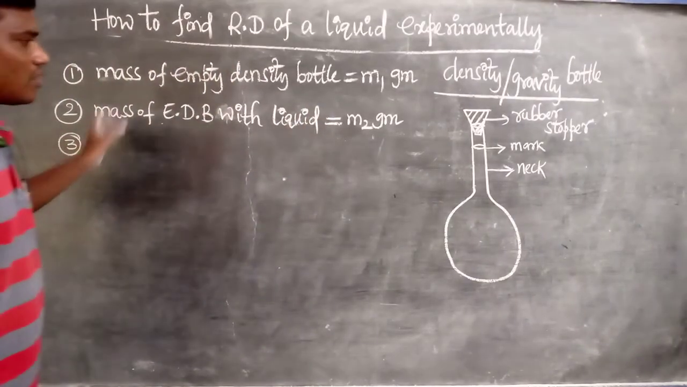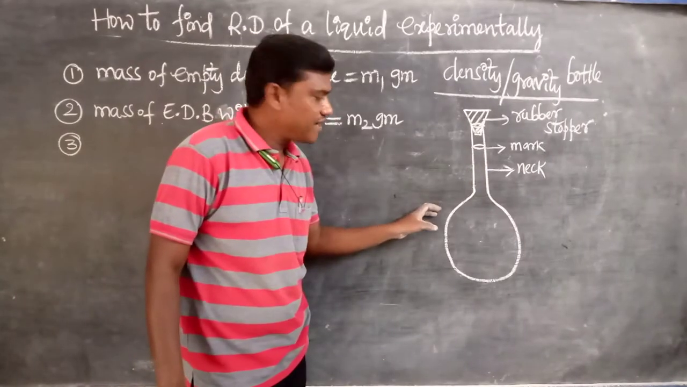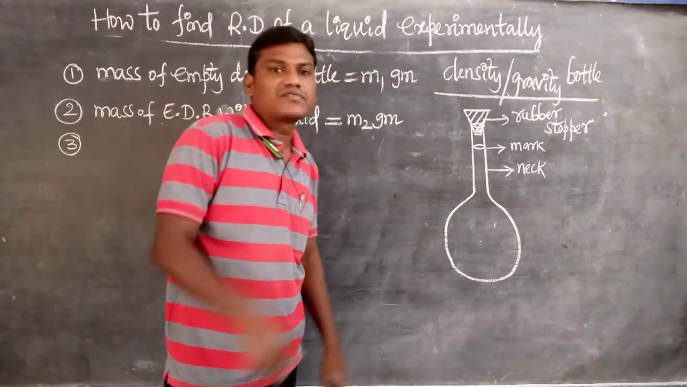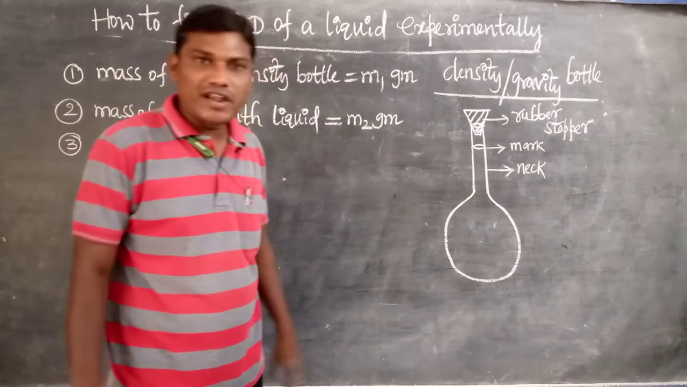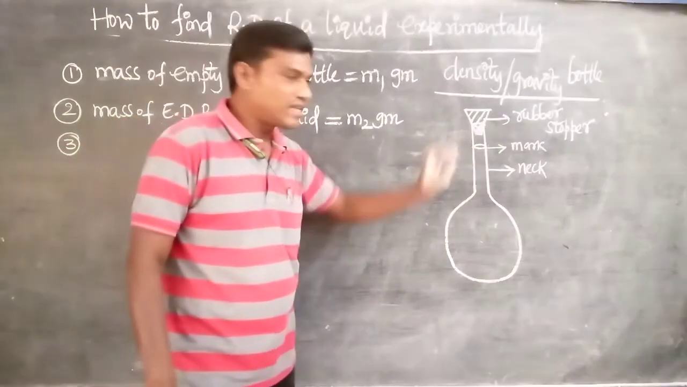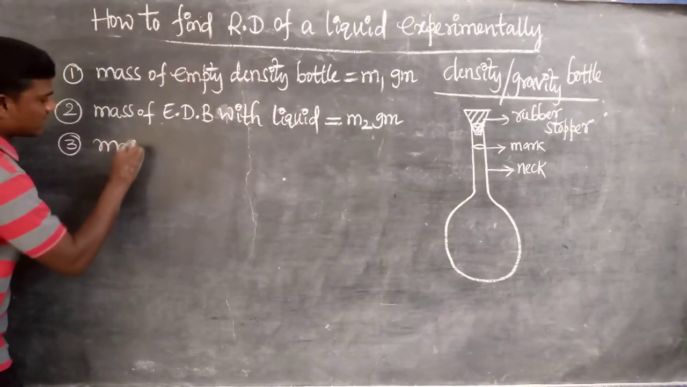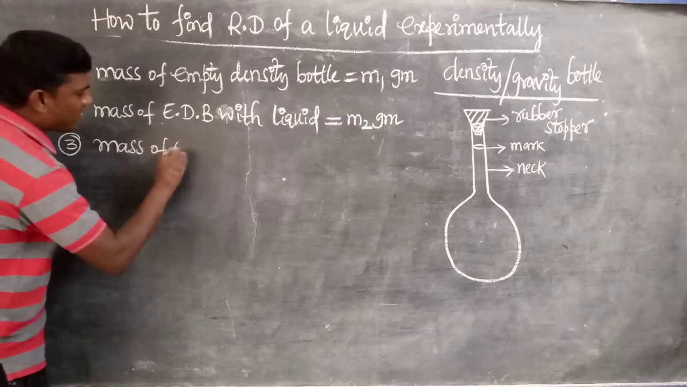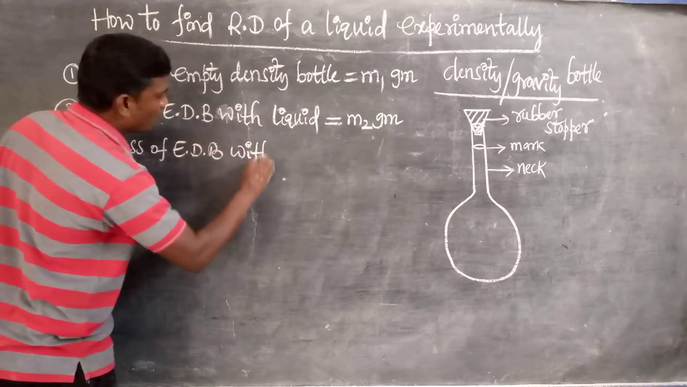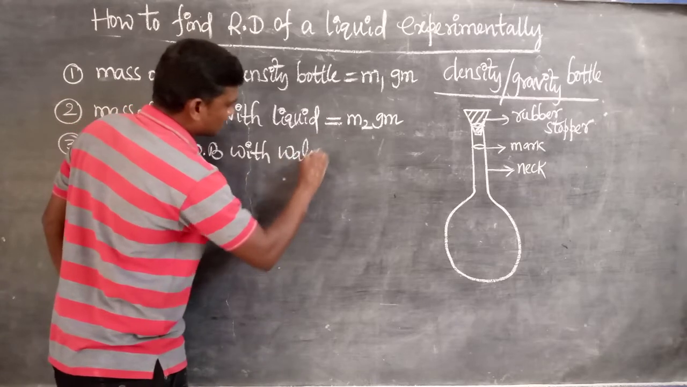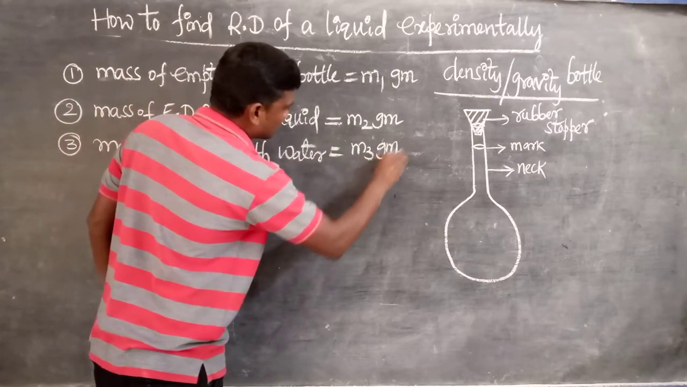Next, we have removed the liquid from the density bottle and cleaned it thoroughly with the help of tissue paper. Again, the bottle is filled with water up to the same mark. Then we can note its mass. The third one is the mass of the empty density bottle with water, that is equal to m3 grams.